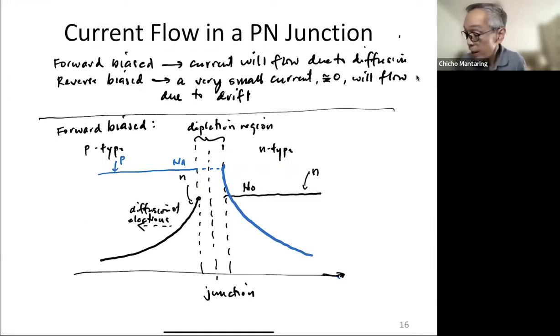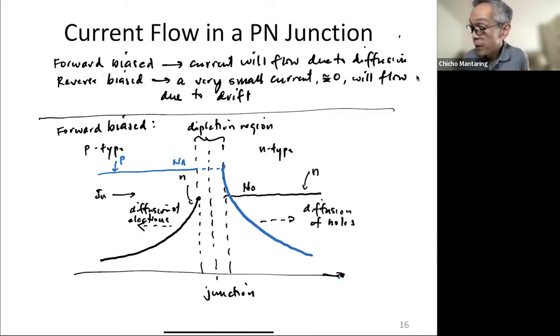Okay, and this is what's going to cause the diffusion of holes. So your current in a forward bias junction is due to diffusion. Now, diffusion of electrons on the left, so this is your I sub N. Diffusion of holes on the right, so this is your I sub P, the same direction. So your current direction will be this way. This is your current direction.